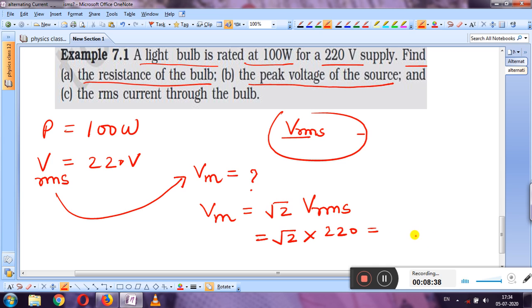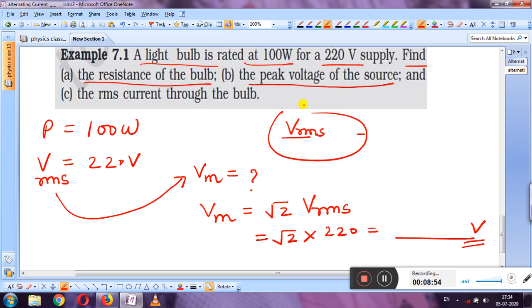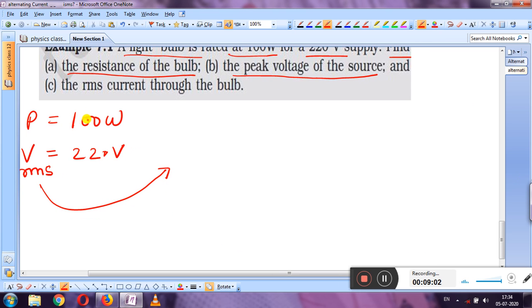Do this multiplication and you will get the answer in volt. Using this expression we will have the answer approximately equal to 311 volt. Exactly it will not come 300, it will come approximately. This was our second part. Let us see what we have in the last part. In the last part we have to find out the RMS current through the bulb. RMS current means IRMS. We have to find out IRMS.